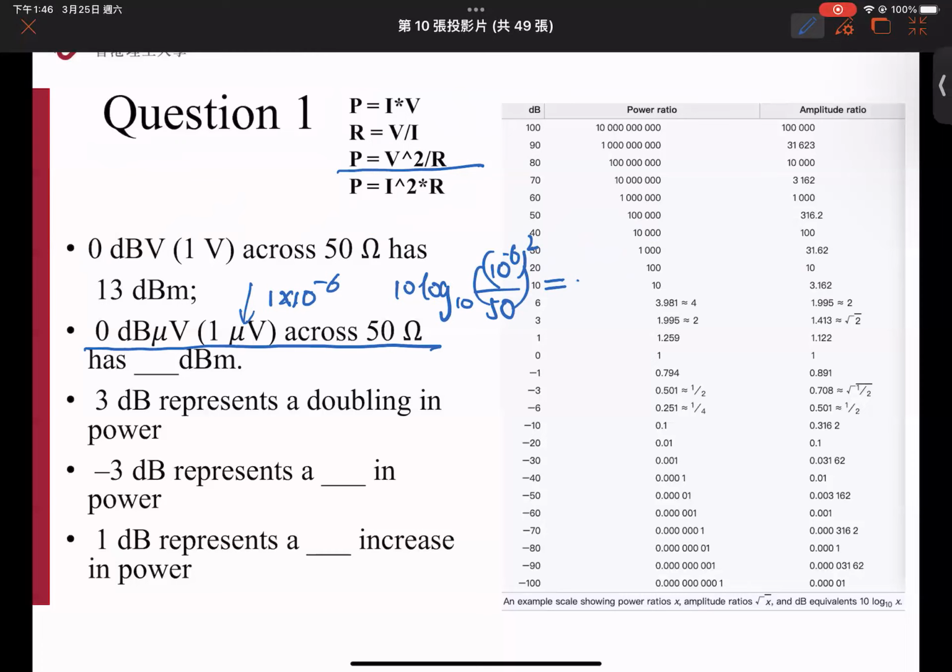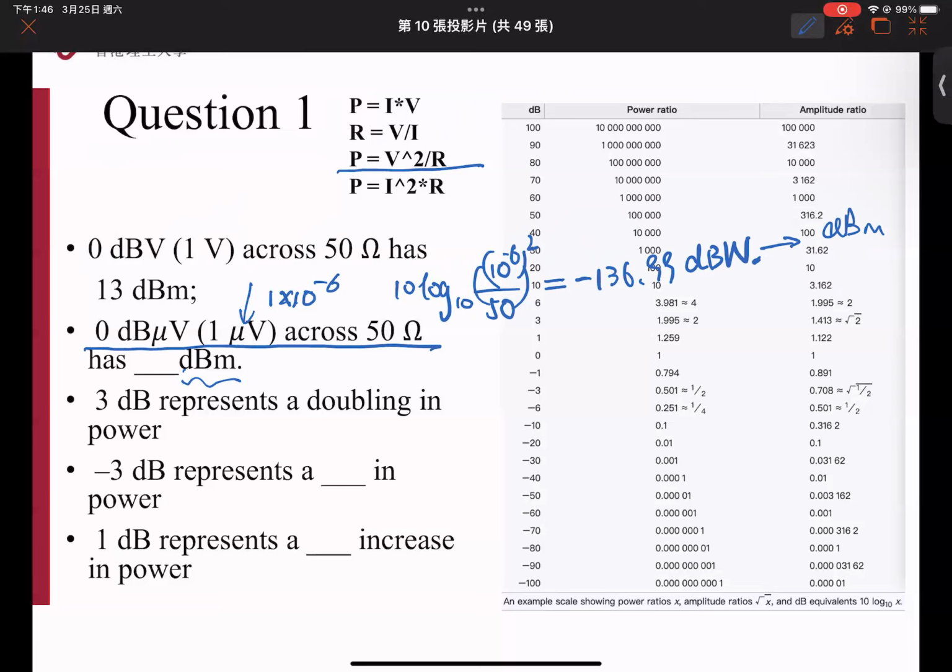And it would be minus 136.99. So this time will become like dBW. So this is the result if you're doing so. If you go further, because this is dBW, you need to convert it into dBm in terms of this unit. So you need to also add 30 to it.